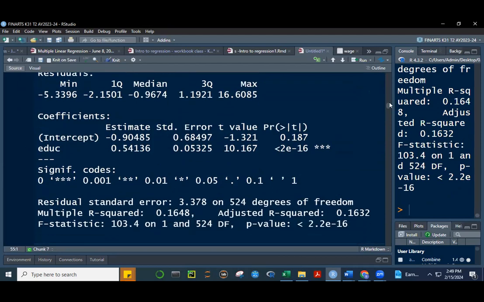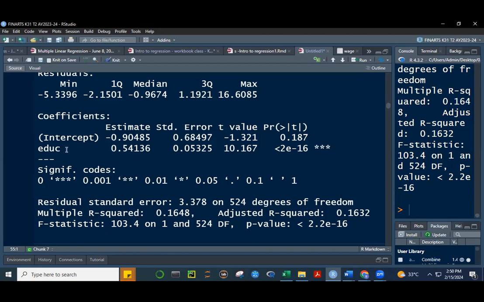So this is your parameter education. The value is 0.54 and it's statistically significant. The intercept, negative 0.9, but it's not statistically significant. But we said that the practice is that if the intercept is not significant, it still forms part of the model. The 3 asterisks here signify that this is significant at the 0.1% level of significance.